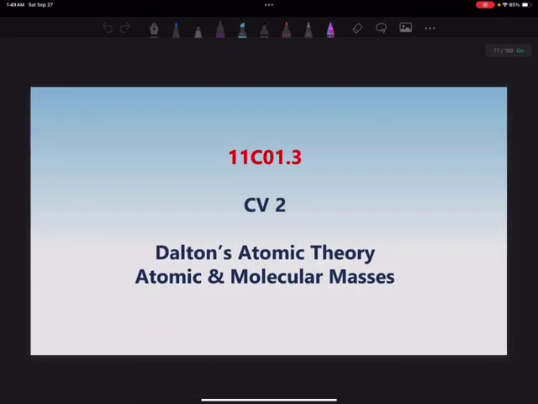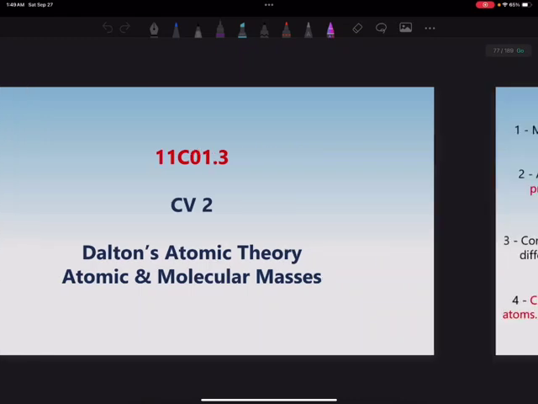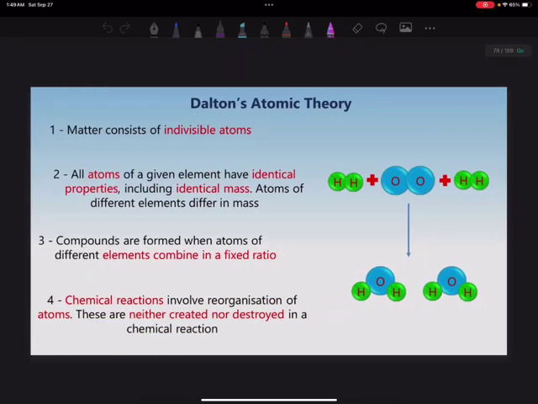Now let's learn about Dalton's atomic theory and atomic and molecular masses. Dalton's atomic theory states that matter consists of indivisible atoms. Secondly, all atoms of a given element have identical properties, including identical masses. Compounds are formed when atoms of different elements combine in a fixed ratio. Fourth, chemical reactions involve reorganization of atoms. These are neither created nor destroyed in a chemical reaction.